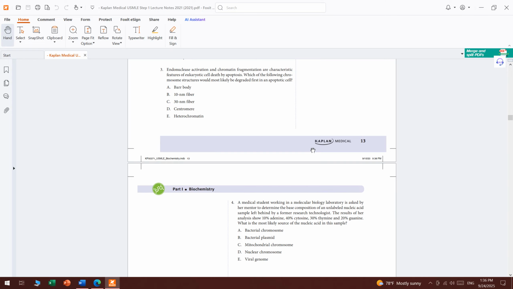E. Viral genome. While many viruses have dsDNA or dsRNA genomes, some viruses, such as parvoviruses, possess single-stranded DNA genomes, and many RNA viruses have ssRNA genomes. In a single-stranded molecule, the base composition is not constrained by complementary pairing, and therefore, it will not necessarily follow Chargaff's rules. Therefore, a viral genome with single-stranded nucleic acid is the most likely source for this sample.